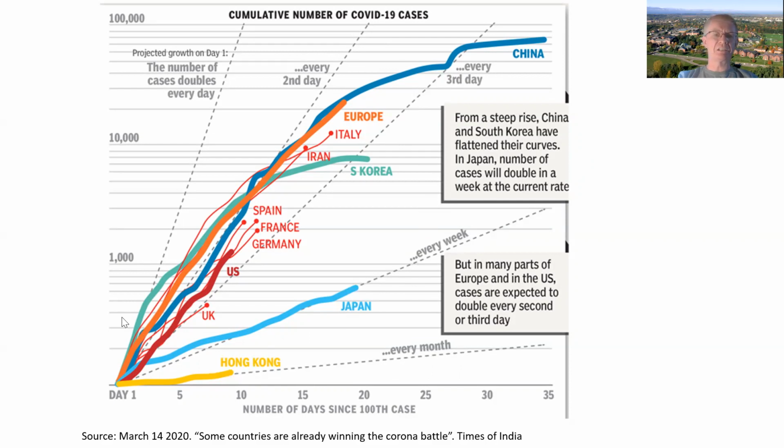You can see that South Korea has done something remarkable. They've gone from a situation where they're doubling their number of cases every day to a situation where they're doubling the number of cases every third day. That's something we should be learning from the South Koreans. We also should be learning from the Chinese. They've gotten their doubling time down from every second day to every third day. And what are they doing in Japan and Hong Kong? We really should be studying those two locations also.